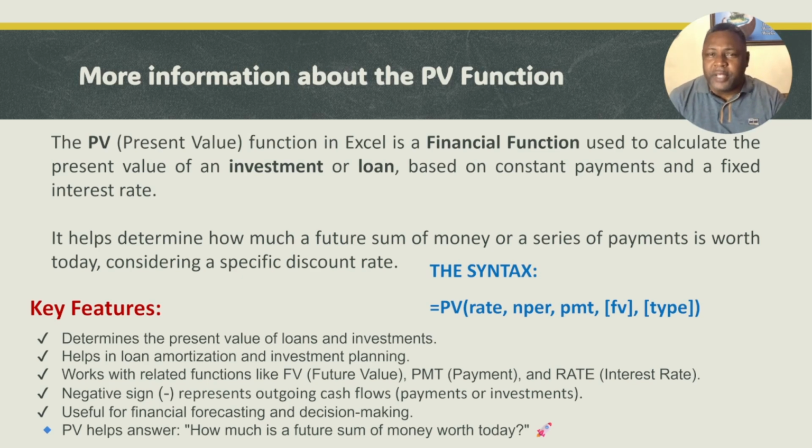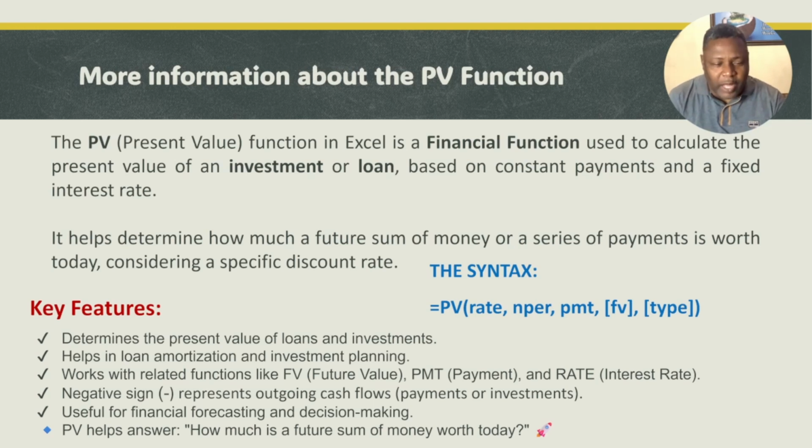So what are the key features here? It determines present value of loan, helps in loan amortization, investment planning. It works with related functions such as future value, payment, and rate. Then, of course, negative sign there represents outgoing cash. Okay, so payment or investment. So whenever you use negative value, you are talking about something that is outgoing. Then it is useful for financial forecasting and decision making.